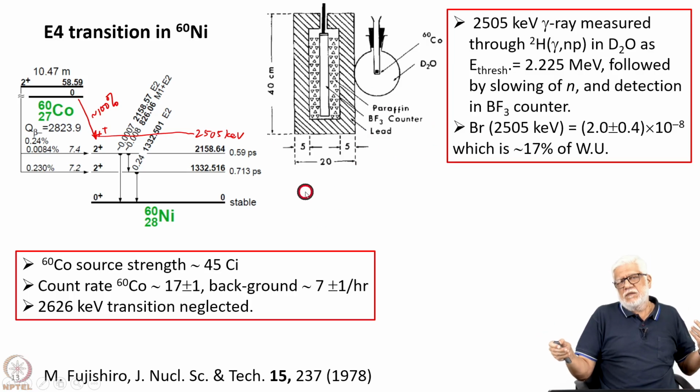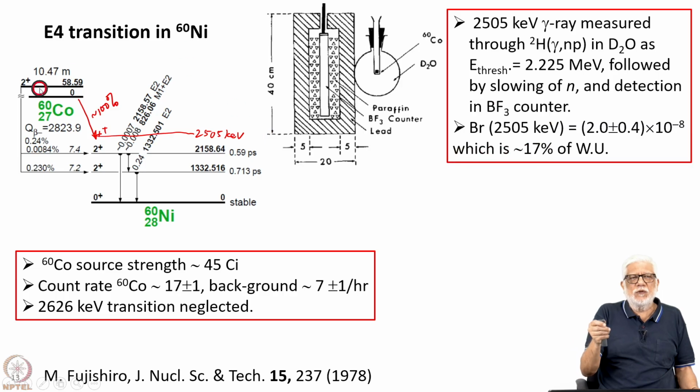Now, of course, you can get thermal neutrons from cosmic rays and so on. But they have seen a very small background. Similarly, there are gamma ray sources outside, and they also contribute to a very small extent. So this experiment actually measured the branching ratio of the E4 as compared to the normal decay via 2 gamma rays, and this branching ratio is found to be about 2, with a 20% error bar, times 10 to the minus 8, and this is only about 17% of the single particle or Weisskopf unit strength.